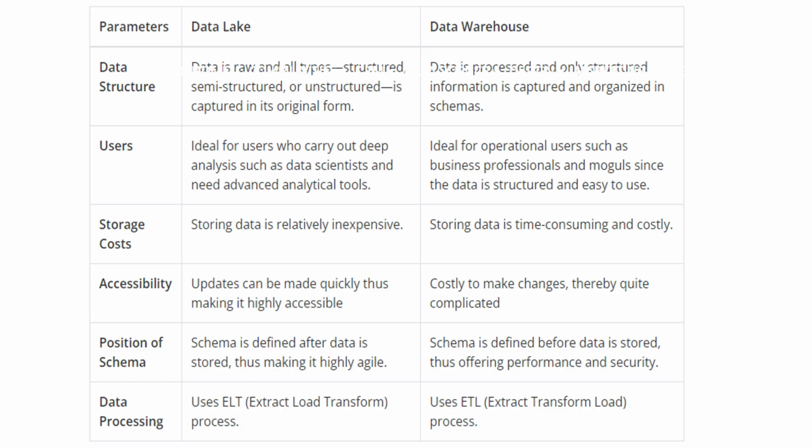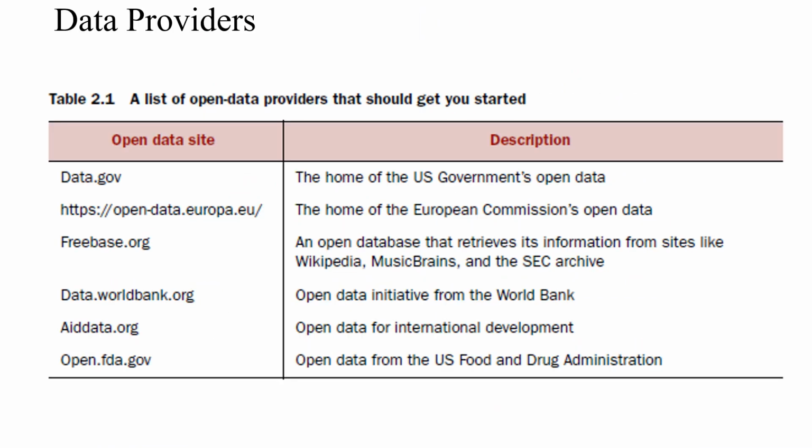And it is costly to make a change because of maintenance issues, but it is not so in a data lake because the data is not structured. It is semi-structured or unstructured, in its natural form. The schema is defined after data is stored, thus making it heterogeneous. But in a warehouse, the schema is defined before data is stored. So here, before the data is stored, it should be structured, but here it's not so. Whenever it is required, then in a data lake we can structure the data. So this is the difference between data lake and data warehouse.